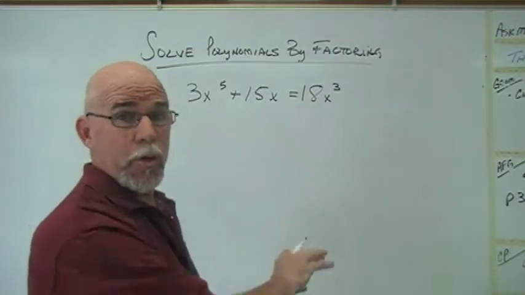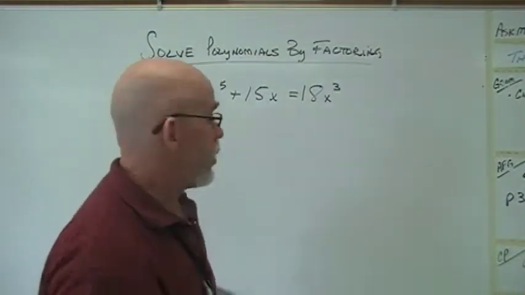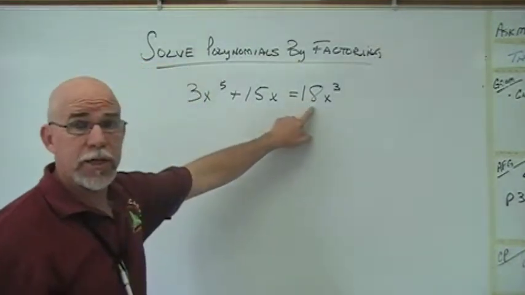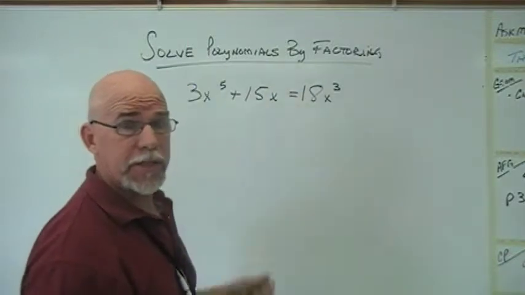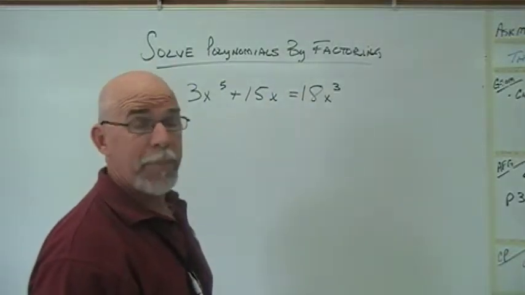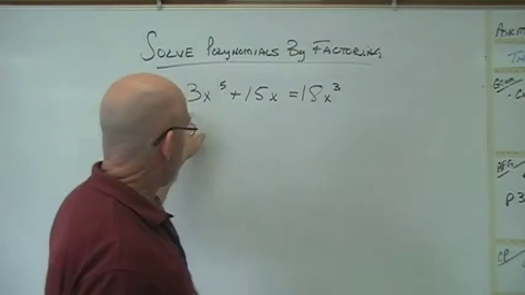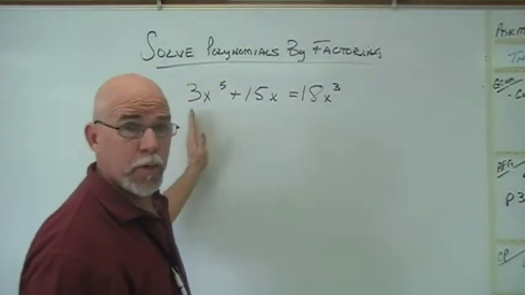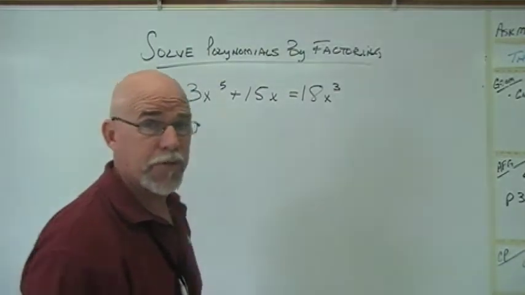We'll have everything on one side of the equal sign with 0 on the other. So I'm going to move this 18, 3x to the third, over to the left-hand side with everything else. But remember to change its sign. And as we write the terms down, I want to remember to write them in descending order. It'll always help me with the factoring process.